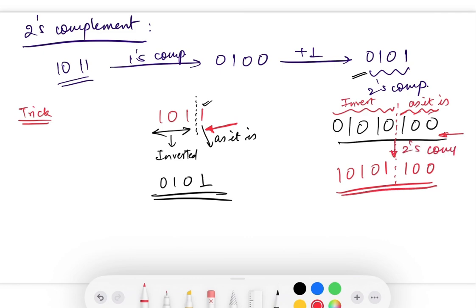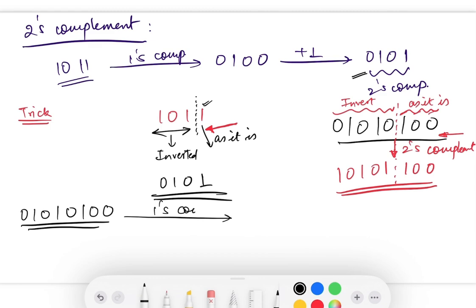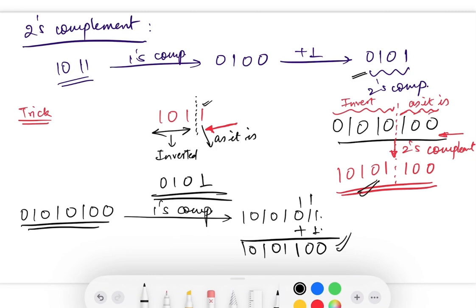Okay, let's check the answer. Let's check the trick. The same number I am writing down: 0, 1, 0, 1, 0, 1, 0, 0. Now calculate it by the normal method. Calculate 1's complement first: invert each bit, 1, 0, 1, 0, 1, 0, 1, 1. Now add 1 to it. 1 plus 1 is 2, 0 here, carry 1. 1 plus 1 is 2, 0 here, carry 1. 1 plus 0 is 1. Now all the remaining numbers are as they are. So this number and this number are the same: 1, 0, 1, 0, 1, 1, 0, 0.